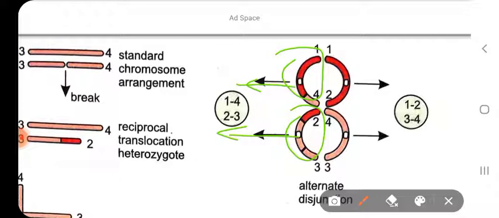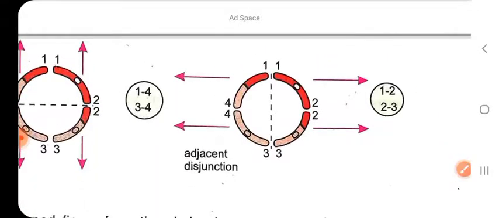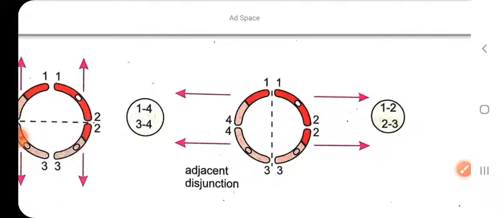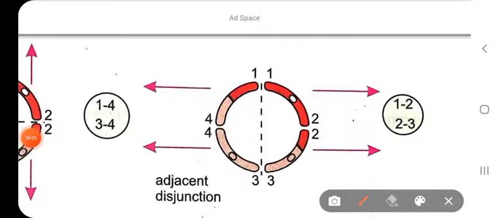Okay. The next type of segregation, the next type of arrangement of the chromosomes, is called adjacent type 1 segregation. So what happens in adjacent type 1 segregation? Let us see. This is adjacent type 1 segregation, or you can say adjacent type 1 disjunction. This type of adjacent segregation occurs as a result of each translocated chromosome and normal chromosome moving to the opposite poles.